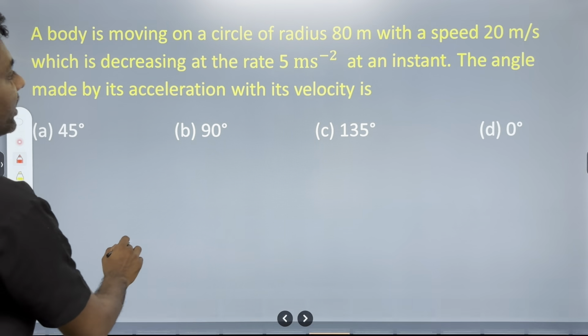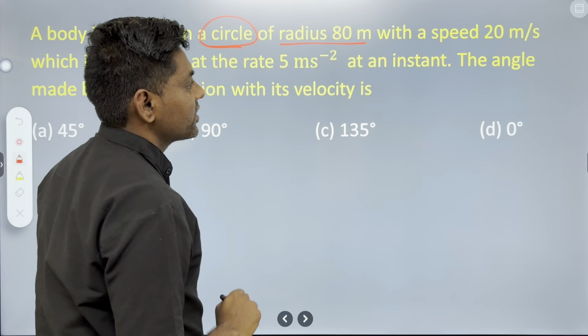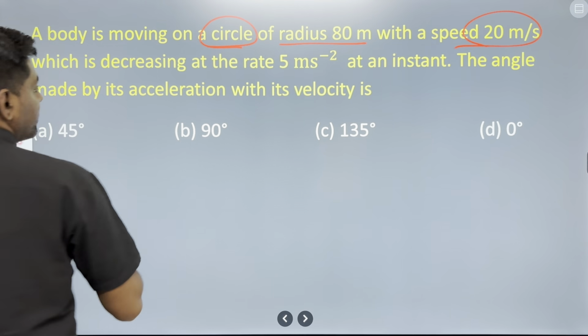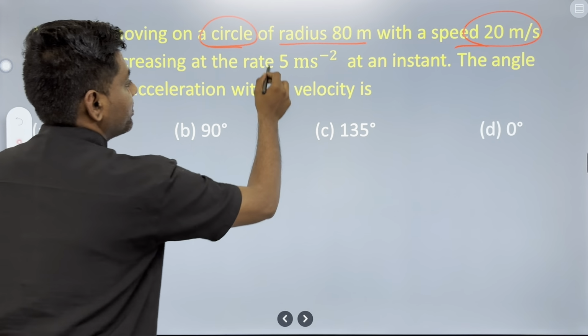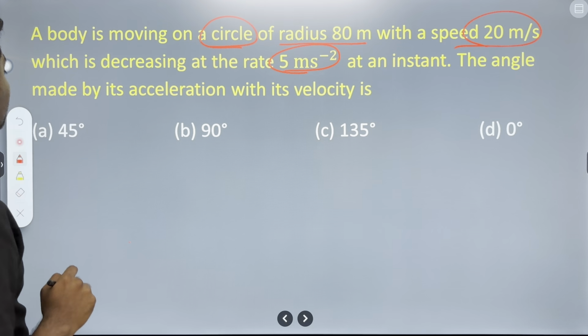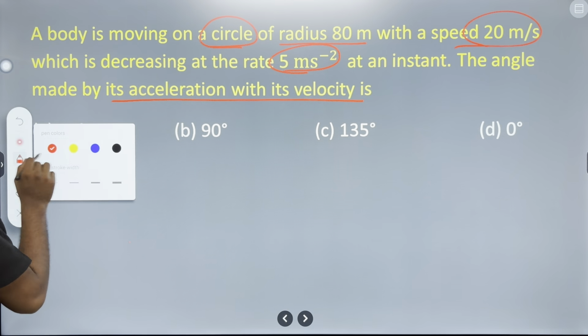Next, a body is moving on a circle of radius 80 meter with speed 20 meter per second. Velocity is given, which is decreasing at the rate of 5 meter per second square. That is, acceleration is given at an instant. The angle made by its acceleration with velocity is very simple.